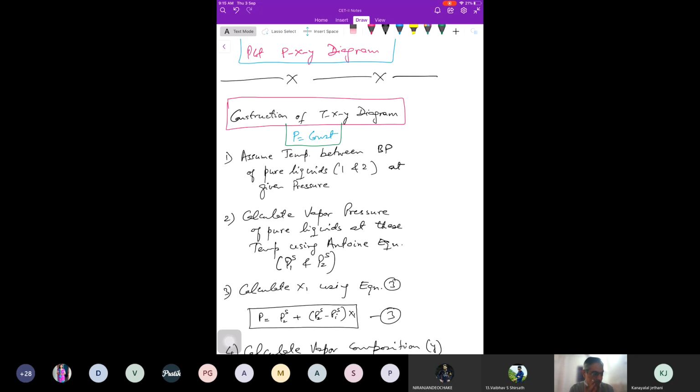But यहाँ पर क्या है? Temperature is unknown, pressure is constant, right? So we have to assume a temperature, just like हमने x assume किया between 0 to 1, right? Similarly, we have to assume a temperature between the boiling points of pure liquids 1 and 2. हमने देखा था, right? The two extremes are the boiling points of 1 and 2. याद आ रहा है किसी को? The TXY diagram.